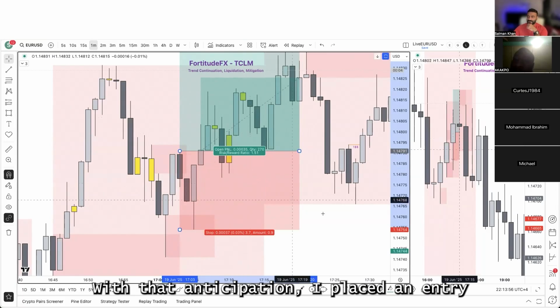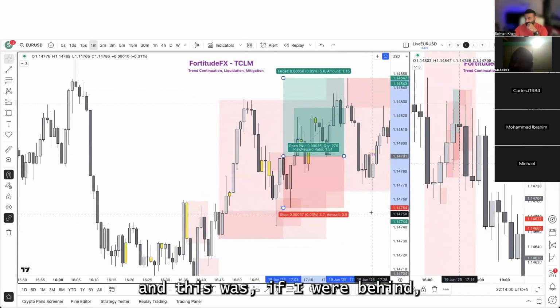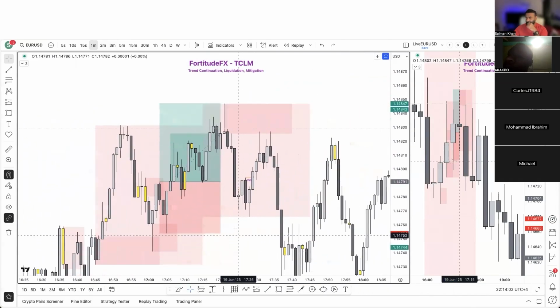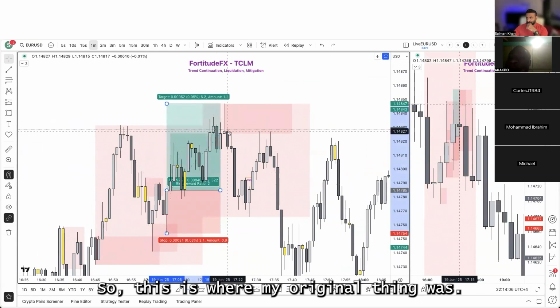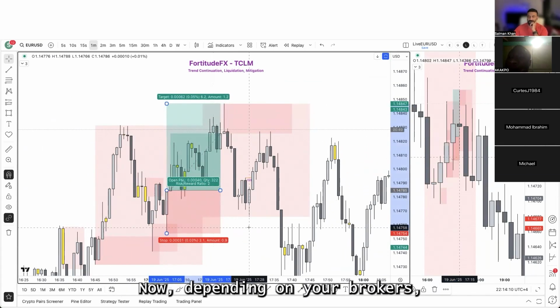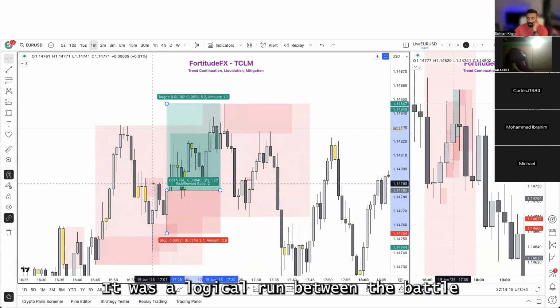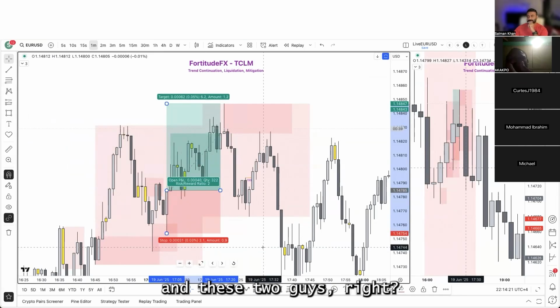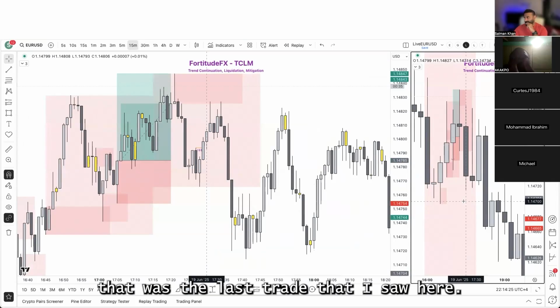With that anticipation, I placed an entry, and this was, if I were behind, so this is where my original thing was. It was a clear 2R trade. Now, depending on your brokers, you might have hit your TP or not, but it was a good run, and it was a logical run between the battle of these two guys, right? Okay. And I believe that was the last trade that I saw in here.